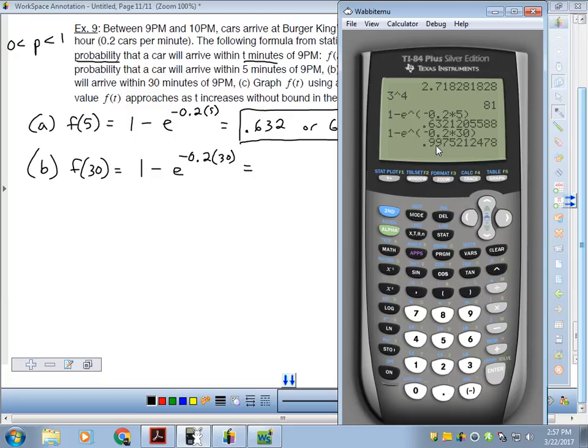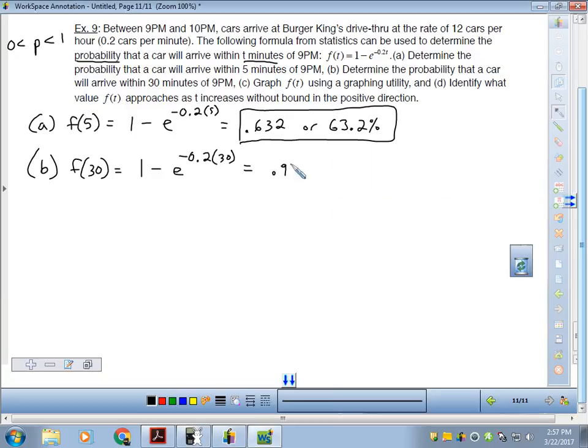So if I round that to 3 decimals, that's 0.998, or a 99.8% chance. Okay, now notice it's not a 100% chance. It's not saying for certain that somebody is going to pull up at the Burger King drive-thru within the first 30 minutes. It's just saying that there's a 99.8% chance that at least one car will pull up during that 30-minute time period.